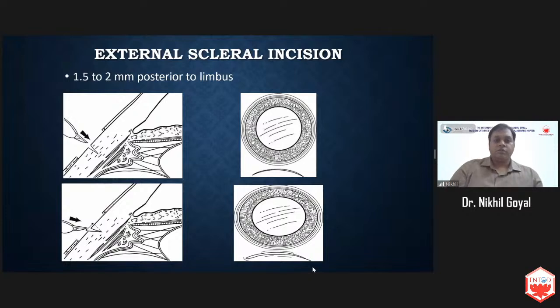What we do in this is give the initial incision 1.5 to 2 millimeters posterior to the limbus. When we are giving the incision, it has to be kept in mind that the blade has to be perpendicular to the sclera. If we keep it at an angle to it, there is a chance of wound gaping or sagging of the wound later.